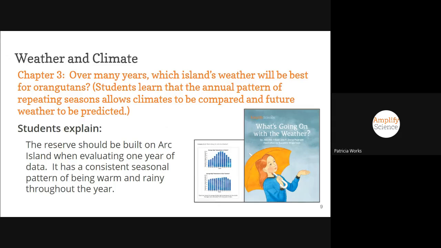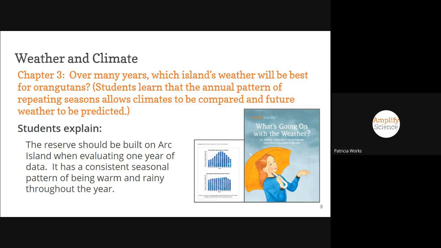In Chapter 3, your class will try to answer the question, over many years, which island's weather will be best for orangutans? Students investigate and find out that the annual pattern of repeating seasons allows climates to be compared and future weather to be predicted. Key experiences that help students understand these ideas involve having students read what's going on with the weather and then discussing bar graphs from the book to help connect the idea of weather and climate.